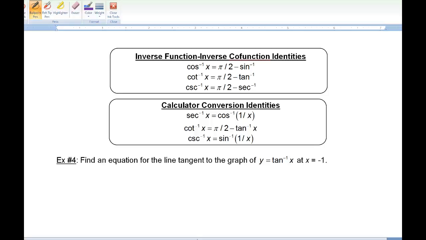Okay, so the first set, this is actually something you should have learned in Algebra 2, but students often forget. Cofunctions. We've heard the term cofunctions. Okay, just look at the word. Sine, cosine. Tangent, cotangent. Secant, cosecant.